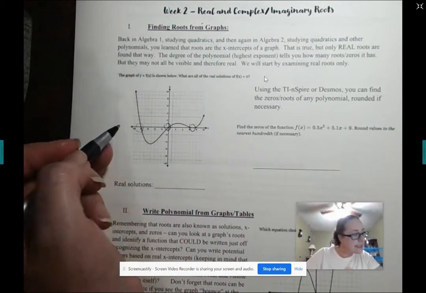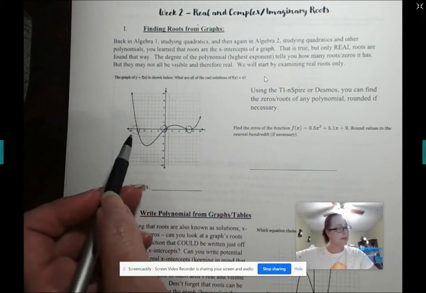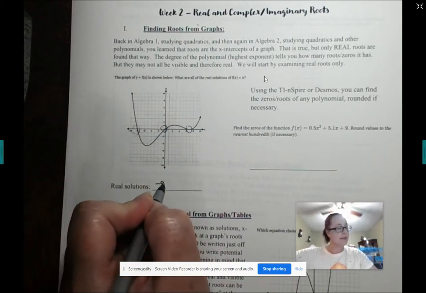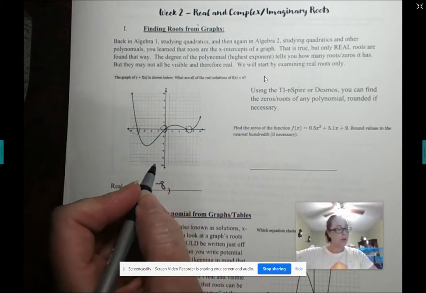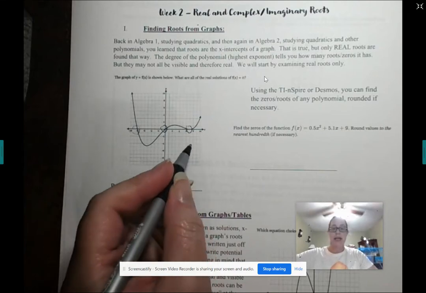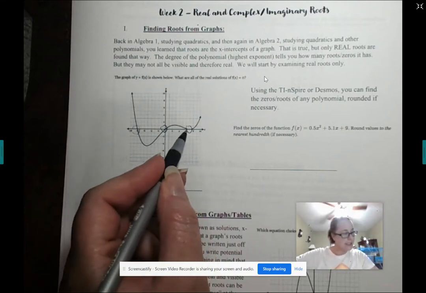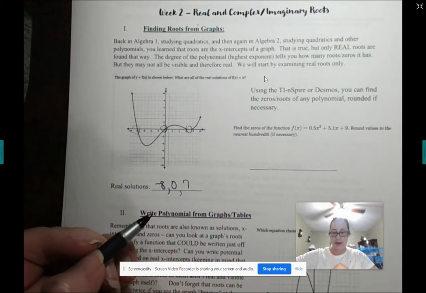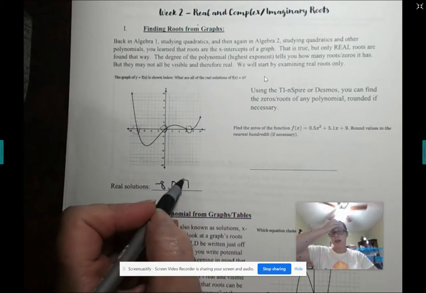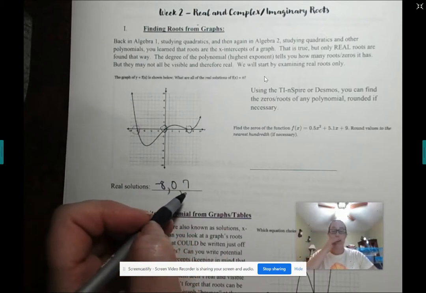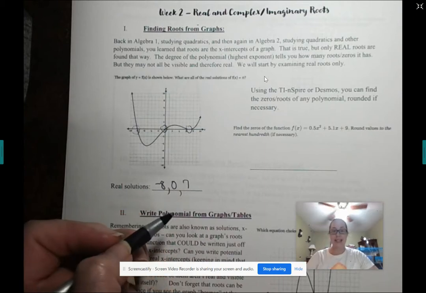So I see that there is an x-intercept over here at -8. That's a solution. I see it crosses at the origin. That's a solution. And I see that it crosses between 6 and 8, so we're going to say that's 7. And that would be a real solution. 7 happens twice, but you don't need to write it more than once when they're just asking us for all the real solutions.